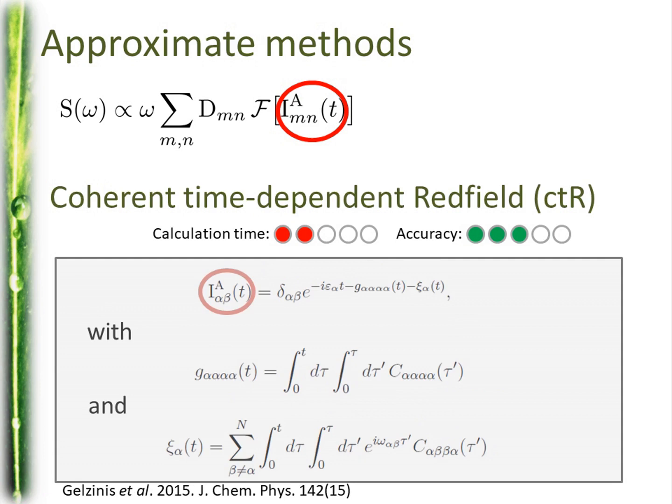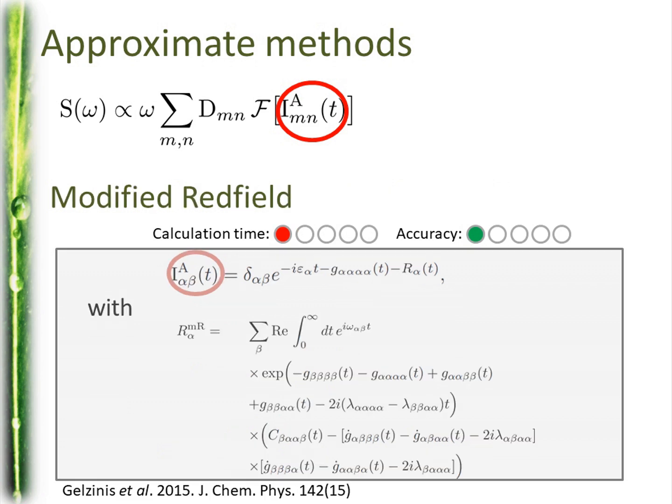The coherent time-dependent Redfield model is the so-called secular version of the full cumulant expansion, which means that it does not account for coherence between exciton states. It is cheaper to calculate, but is also less accurate.